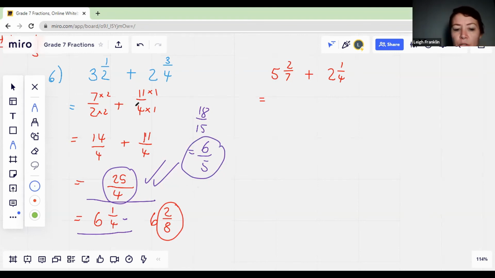What they do in primary school for some reason is they expect you to go one step further and say, how many times does 5 go into 6? It goes in there once. What's left over? 1, and then we're going to put that over 5. But at high school, you can stop there.